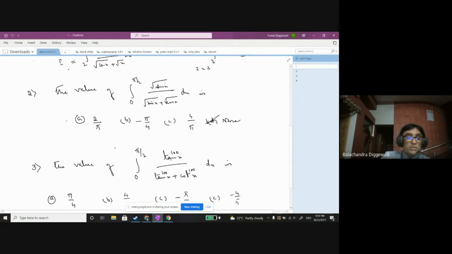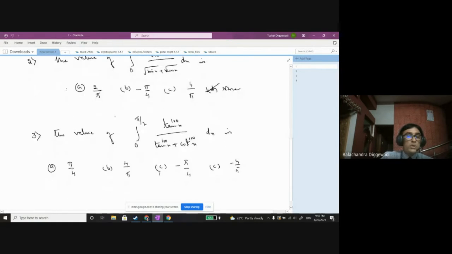So in this example, you can see the upper limit minus the lower limit, pi by 2, divided by 2, because I already told you in the first example, 2y. So it means out of these four options, pi by 4 is there. So this is the correct answer for this particular case.